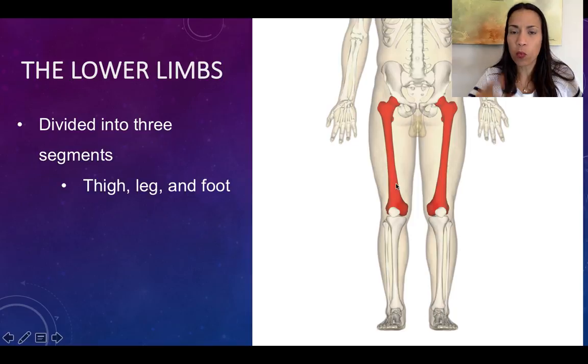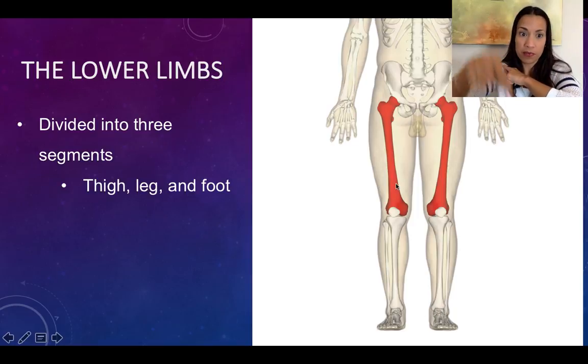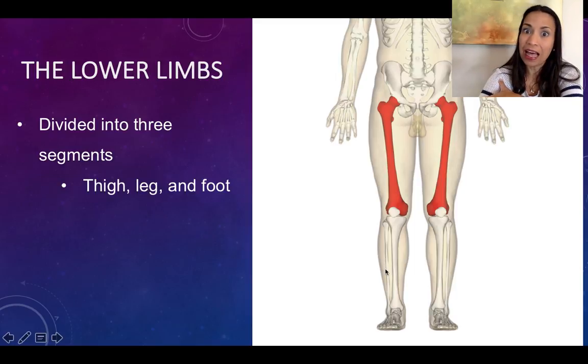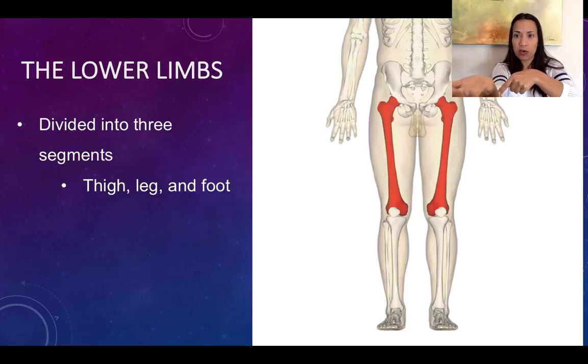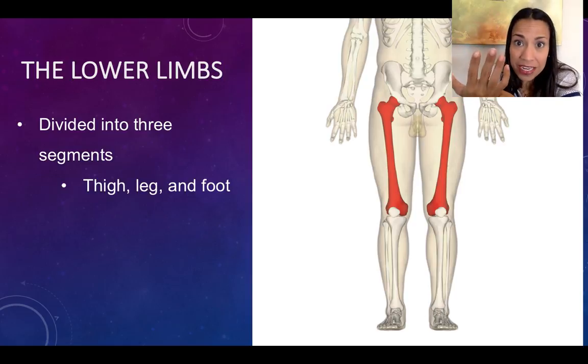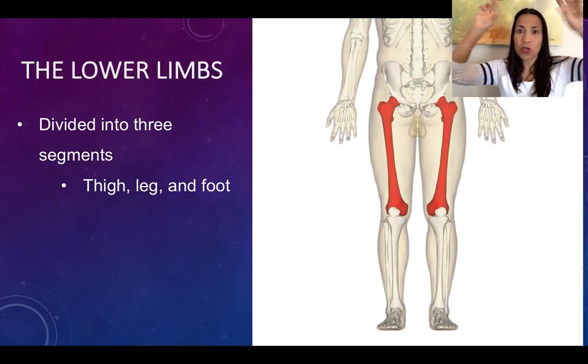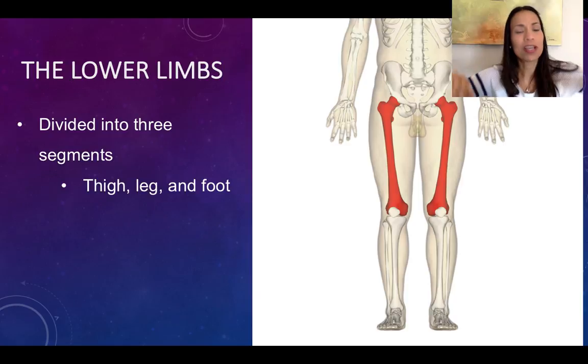We still have one bone on the femoral region, just like we have one bone on the arm, the humerus. On the leg, we have two bones, the tibia medially and the fibula laterally. Just like on the forearm, we have radius and ulna. The thing is that on the knee, we have one bone, the kneecap, the patella, that we don't have here in the elbows. But good news.